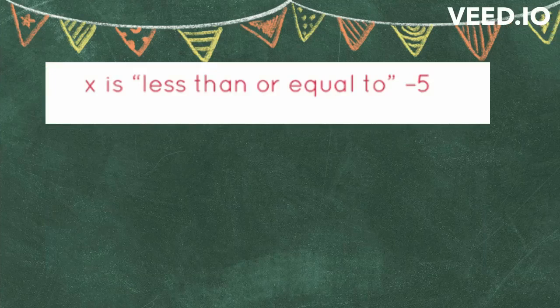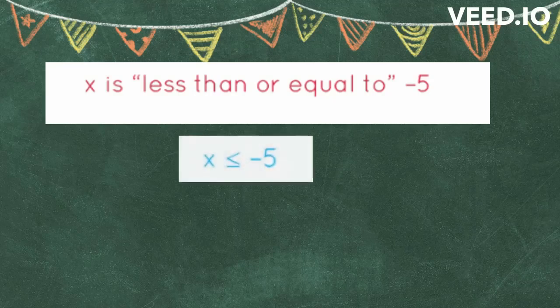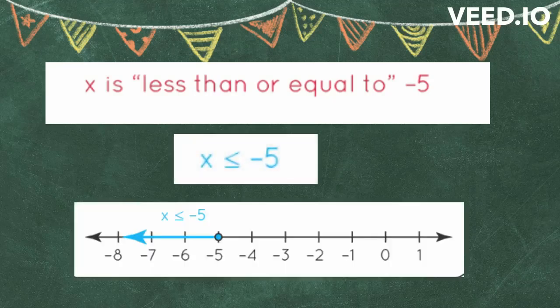Suppose we say x is less than or equal to minus 5. X is lesser than or equal to minus 5. So here is the number line. We have shaded that minus 5 part.